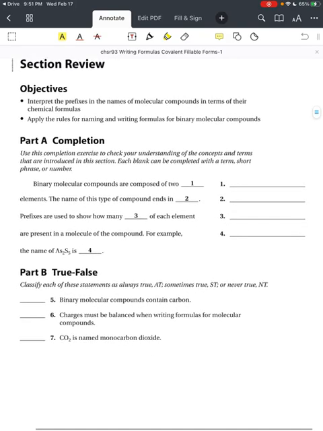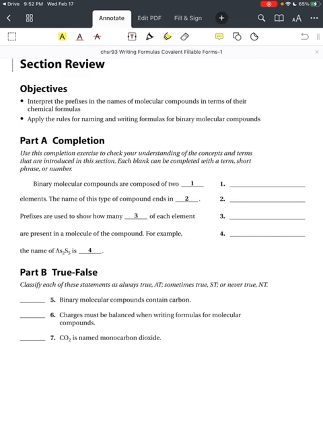Make it as big as I can. Binary molecular compounds are composed of 2 non-metallic elements. So number 1 is non-metallic. And this type of compound ends in "ide," I-D-E, when we name it. So 2 is "ide," I-D-E.